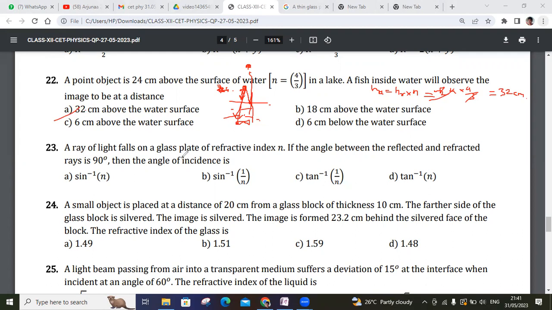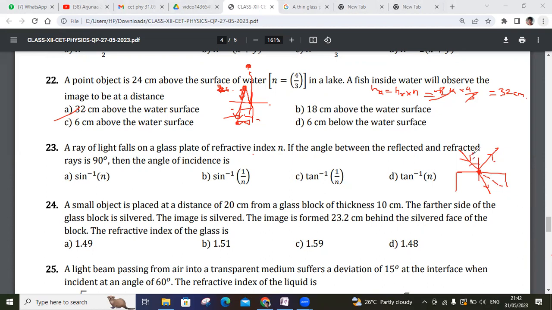Then we have a ray of light falling on glass. 23rd: a ray of light falls on a glass plate. A glass plate is there, and the light ray falls on the glass plate. So some part will get internally reflected, correct? Some part will get refracted. And it is going from rarer to denser, towards the normal, in the glass plate.